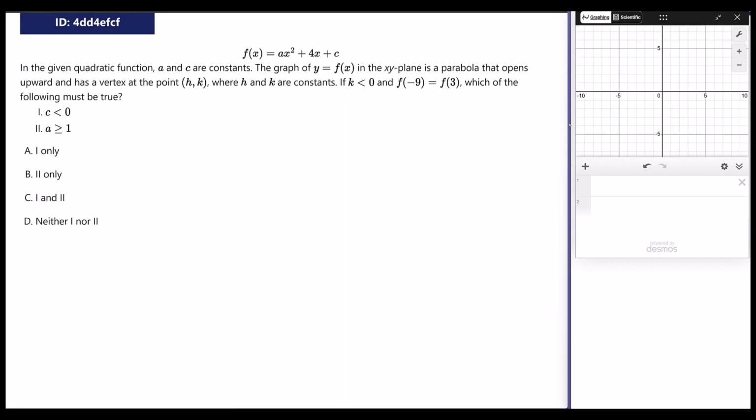Okay, so as always, we start by reading the entire question. In the given quadratic function, a and c are constants. The graph of y equals f of x in the xy plane is a parabola that opens upward, has a vertex at the point h comma k, where h and k are constants, if k is less than 0, and f of -9 equals f of 3. Which of the following must be true? And then we're given a couple of Roman numerals.